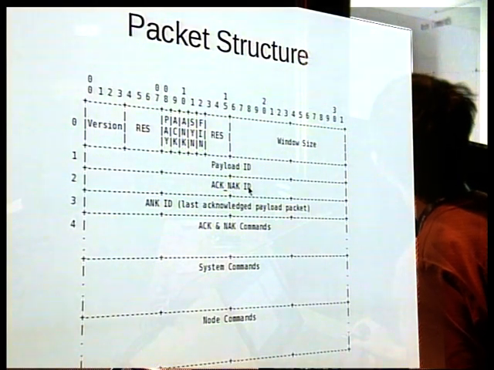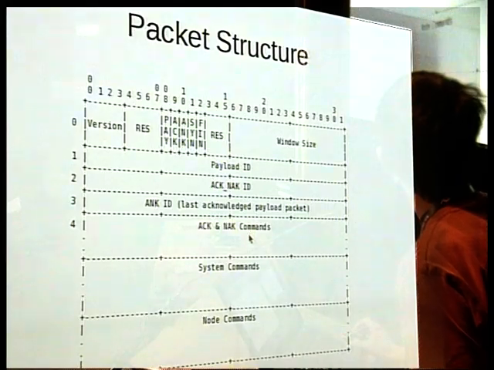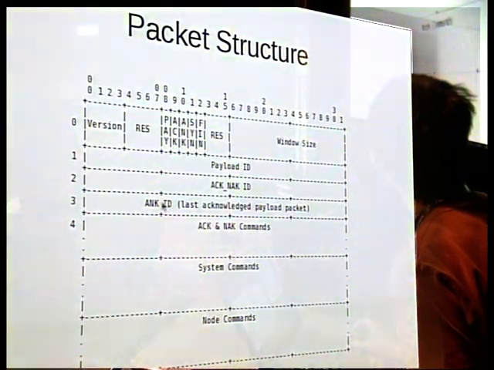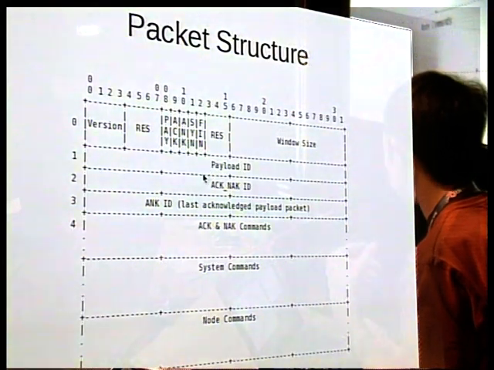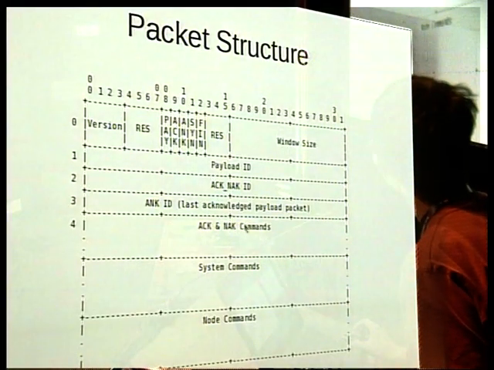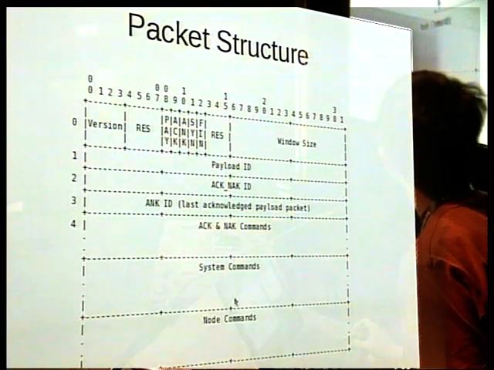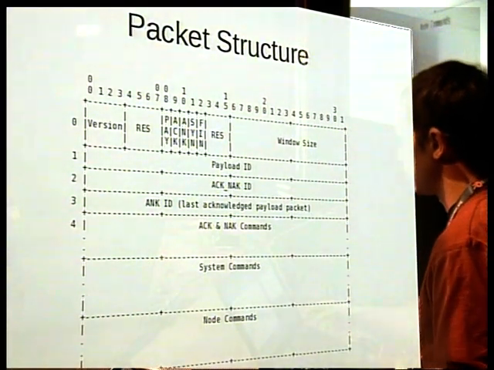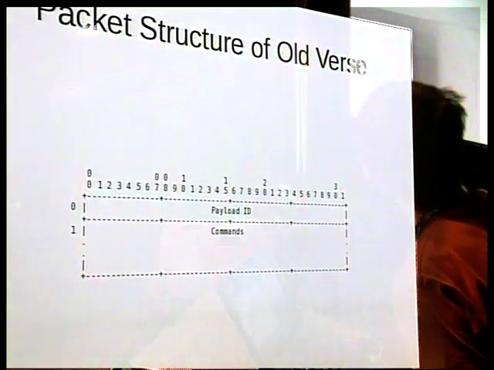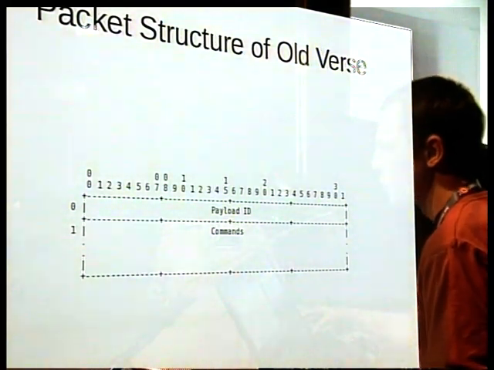This ID is used when the packet includes some ACK or NAK commands acknowledging receipt of some payload packet. And this is the ID that is the acknowledgement of the last acknowledged payload packet. After the ACK and NAK commands are some system commands, which are not usually used. They are used usually during handshake for some negotiation and so on. And there are node commands that are used for transmission of data. This is the structure of a packet of the old VERSE protocol, so you can see that the old protocol was very minimalistic.